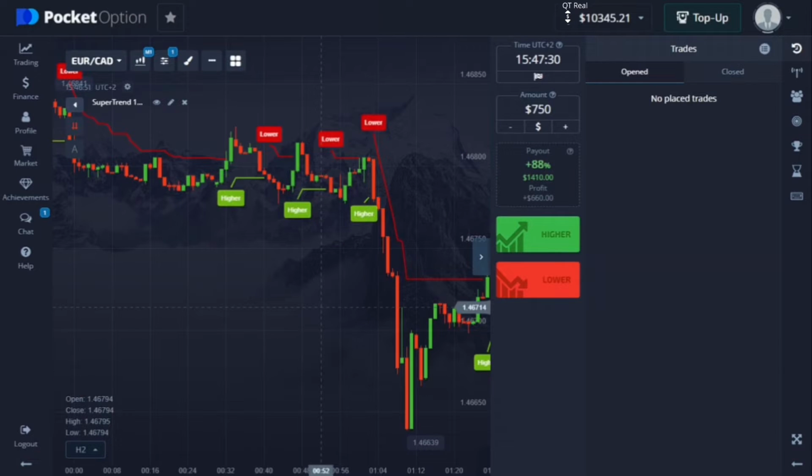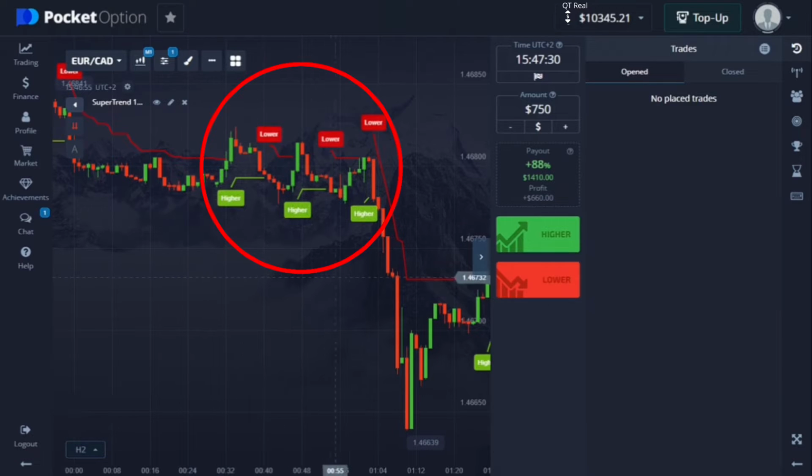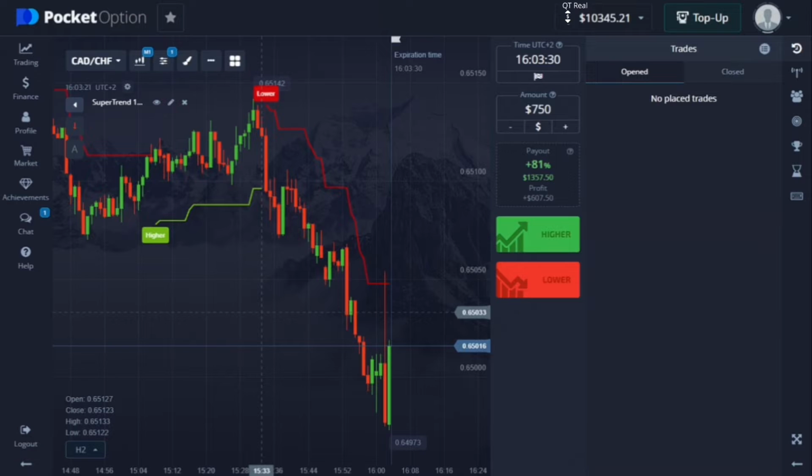Now, the super trend indicator is pretty neat on its own, but at times it can provide us with some pretty inaccurate data, especially during ranging, consolidating market conditions, like in this example we have over here. So therefore, we're going to spice things up and make this strategy even better.